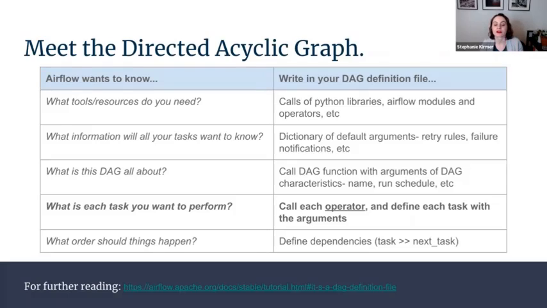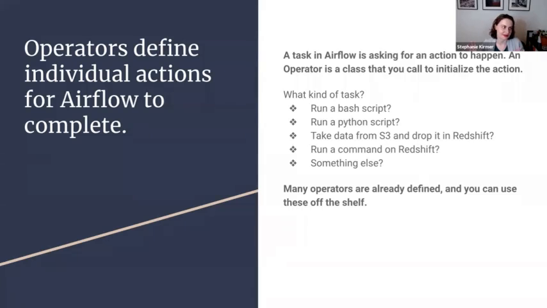So finally, task time. We're going to use what are called operators, and we're going to define tasks with these operators. Let me talk about what an operator is, because this can get a little bit confusing if you're not familiar. A task in Airflow is just setting up an action to happen. You're scheduling, so to speak, that some job should be completed at a certain time. The operator is the class that you call to initialize that action. It's not going to run when you initialize it. We're talking about a class, right?